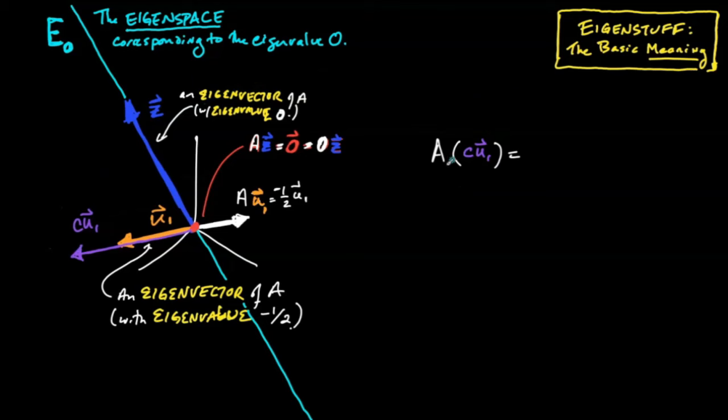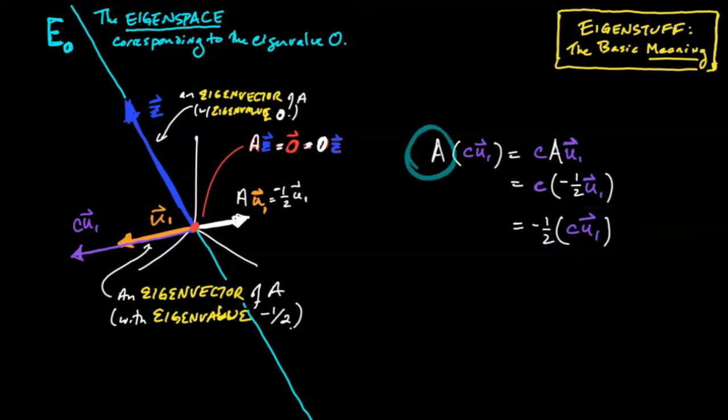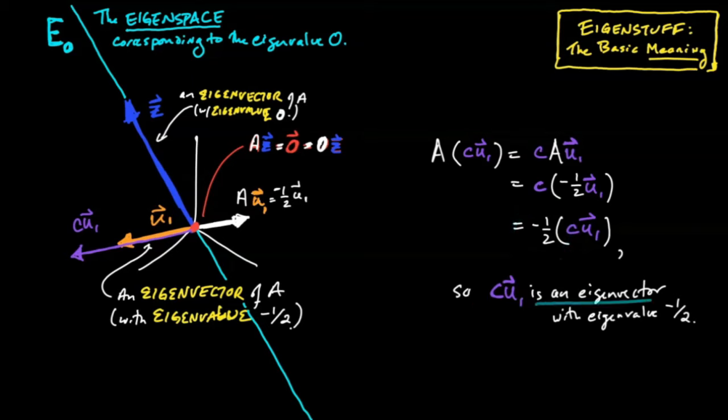Well, by one of the basic linearity properties of matrix vector multiplication, we know that the scalar can be pulled through the matrix, giving us c times A u1. But we already know what A u1 is. That is going to be minus 1/2 of u1. And we know by basic properties of working with vectors that we can rewrite this as minus 1/2 times c u1. So the net effect of applying A to our input vector c u1 is simply to take that input vector and scale it by minus 1/2. So c u1 is indeed an eigenvector with eigenvalue minus 1/2 for any non-zero scalar c.